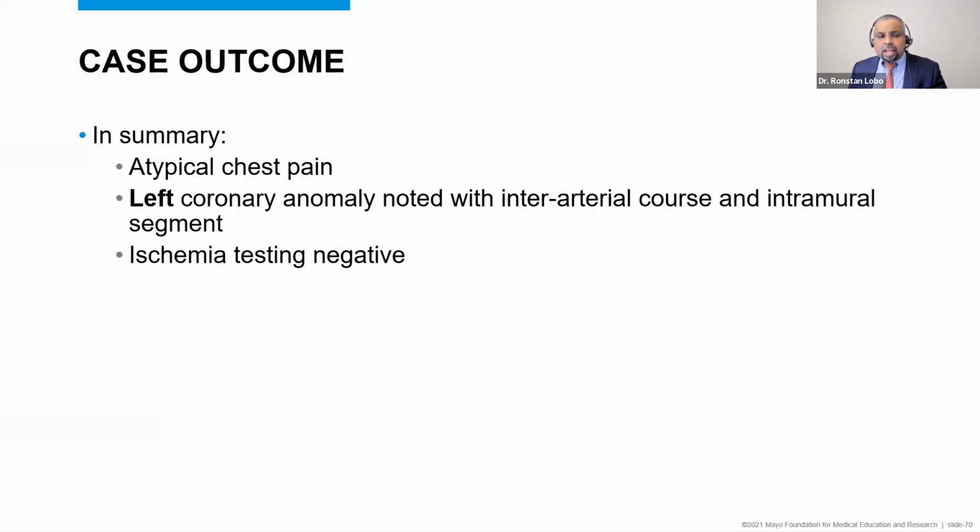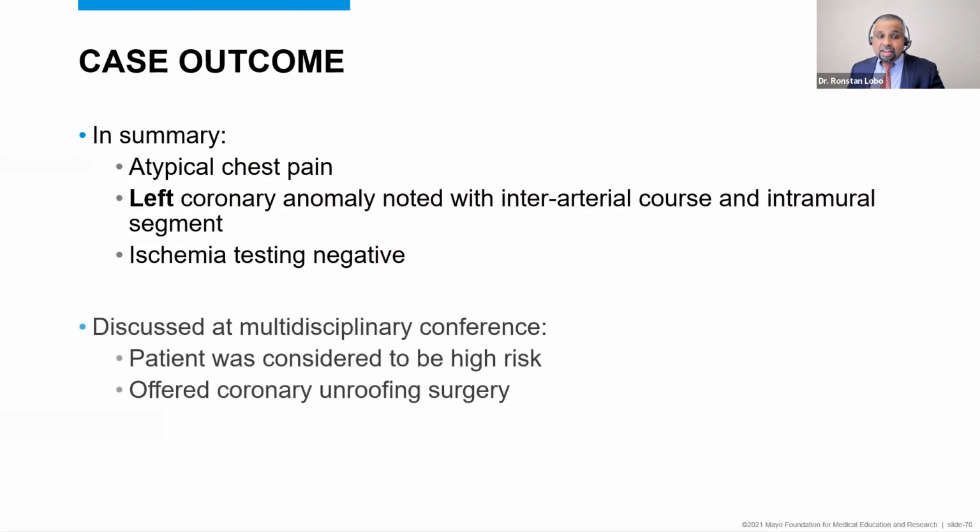So in summary, atypical chest pain, but it's a left coronary anomaly with an interarterial course and an intramural segment. And even though ischemic testing was negative and this patient's symptoms were atypical, it was considered to be high risk. As we discussed earlier, it's an anomalous left coronary artery system with an intramural course. So this patient was considered to be high risk and thus offered unroofing surgery.